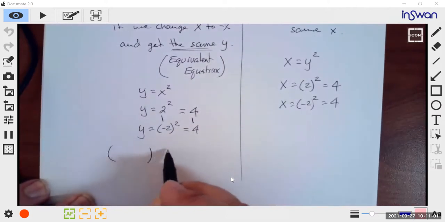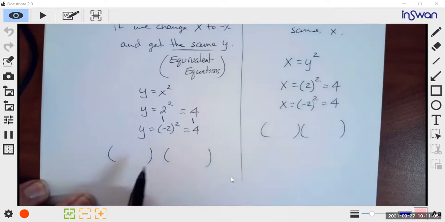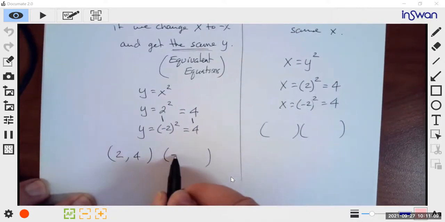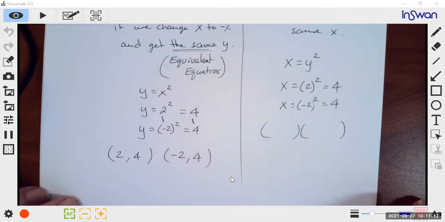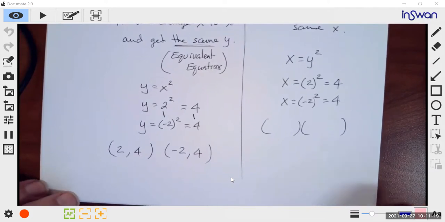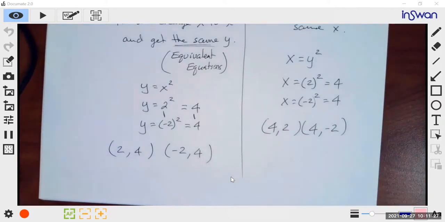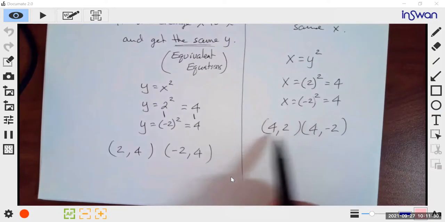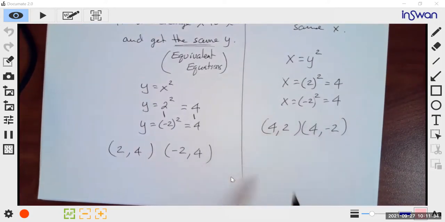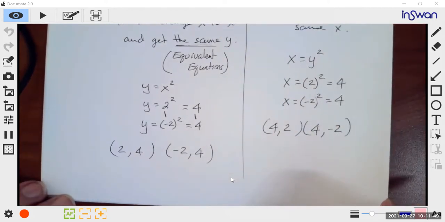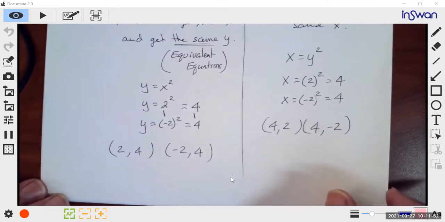So let's look at these from a point standpoint. I changed from 2 to negative 2. I got the same y values. And if the x values are the same and the y values are different signs, then it's symmetric about the x-axis. Make sense? We're going to work on some examples. There's another symmetry.